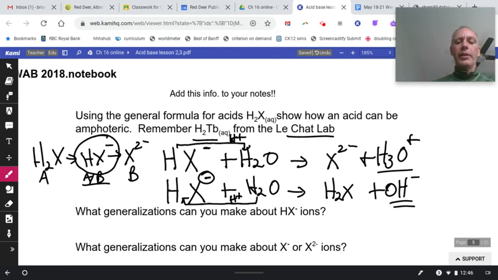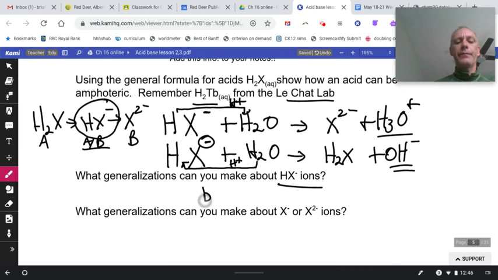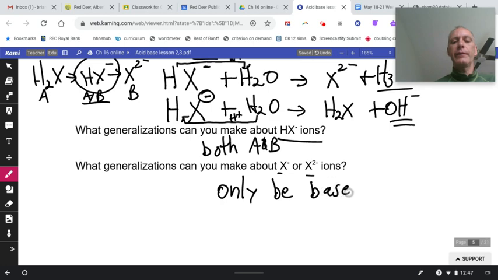So what's the generalization you can make about HX- ions? Both acid and base. Okay, X- or X2- ions, what generalization could you make about those? Are they acids or bases or amphoteric? They have no protons to donate, so they can only be bases.